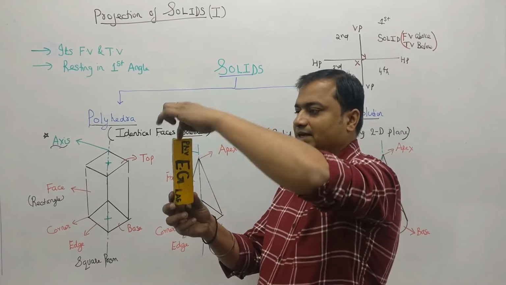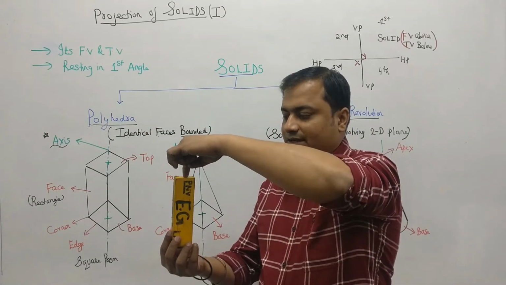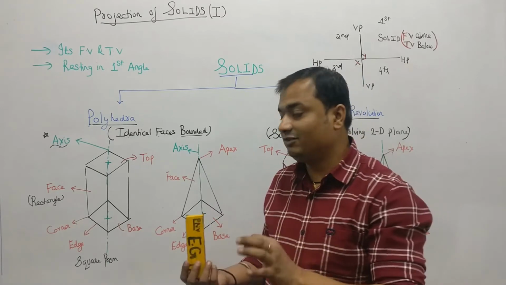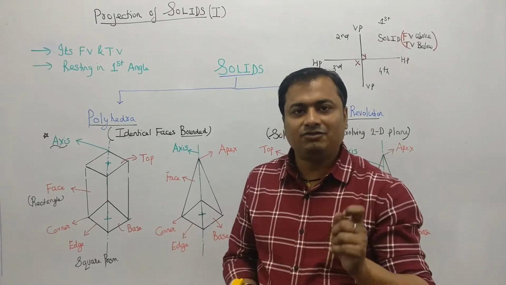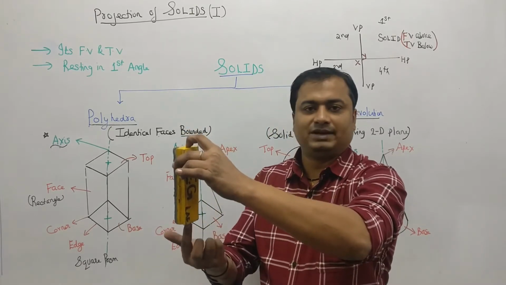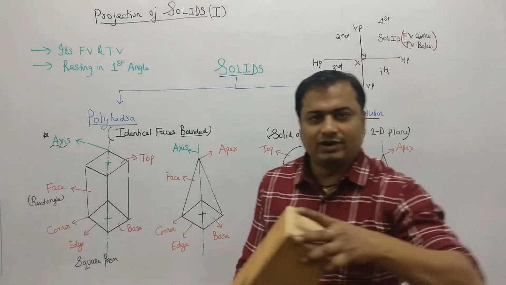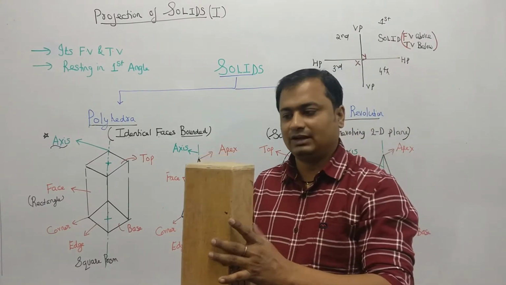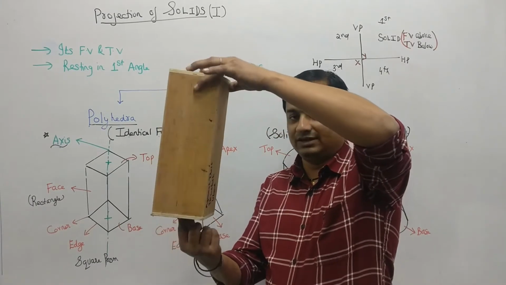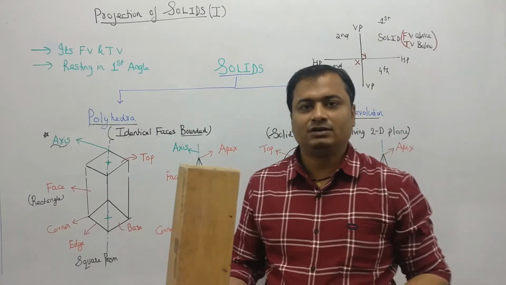If you join both the centers of the top and base by means of an imaginary line, that line will be the axis of the prism. The line joining the center of the top and the center of the base is called the axis of the prism. Whether it is a pentagon, what will be the axis of this pentagonal prism? The line joining the center of the top pentagon and the center of the bottom pentagon. That line will be the axis of this pentagonal prism.